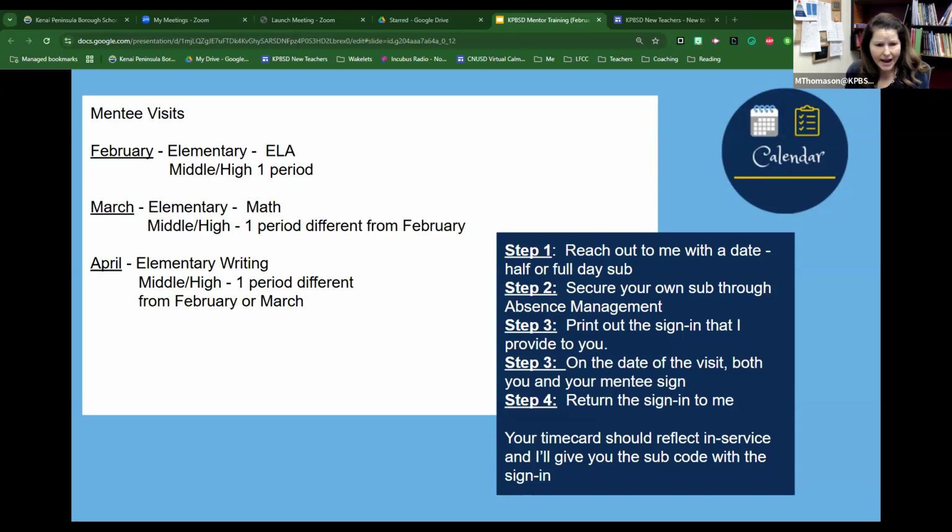A lot of you are reaching out to me with dates. That's perfect. If you prefer to have a sub, you want to reach out to me with the date, and then I do some paperwork on the back end, and then you'll get a sign-in prior to your classroom visit, and then the hope would be that you would get that signed and returned back to me. And on that email with the sign-in is all the information to fill out your time card. And always, if you have any questions, you can always reach out to me.